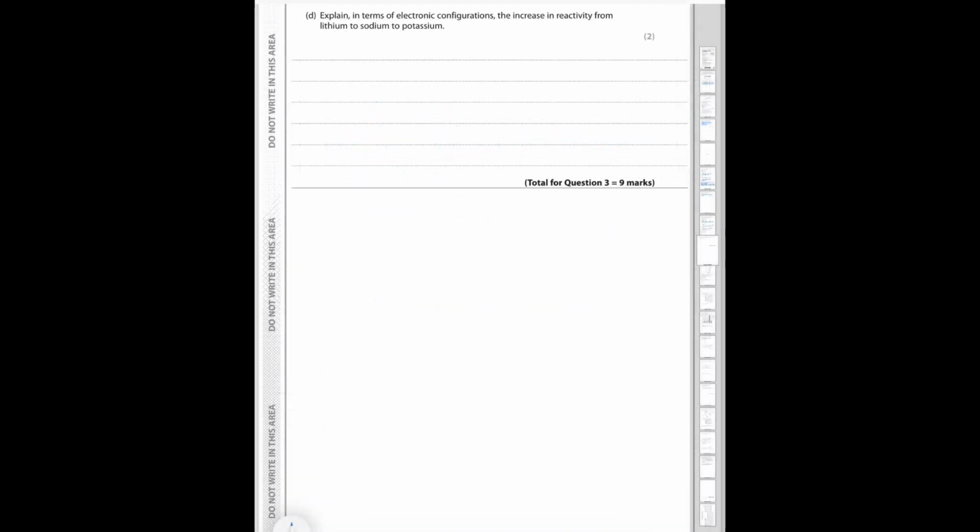For part D, we're asked to explain in terms of electronic configurations the increase in reactivity from lithium to sodium to potassium, and this is a 2-mark question. So the first thing that we need to say is, as we go down the group from lithium to potassium, the atoms become larger, so the outer electrons are further away. And then for our second point, because the outer electrons are further away, they will be lost more easily due to there being less attraction to the nucleus.